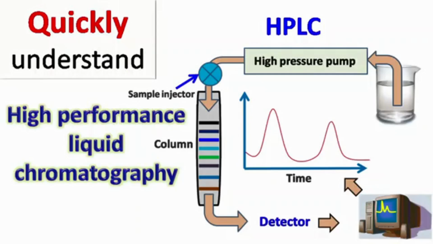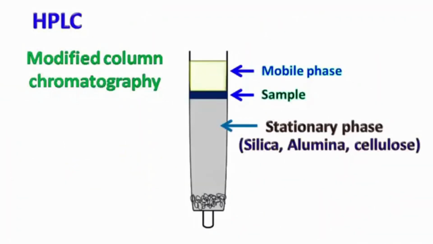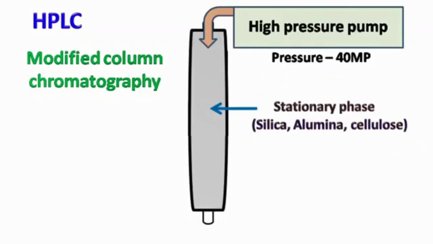Here, one quick biochemistry basics. Let's talk about HPLC. HPLC is also known as high performance liquid chromatography or high pressure liquid chromatography. HPLC is usually a modified column chromatography. In column chromatography, a column is packed with an absorbent material like silica, and the mobile phase is passed down the column because of gravity. But in HPLC, a high pressure pump is attached with the column. The high pressure pump can generate a high pressure up to 40 megapascals.